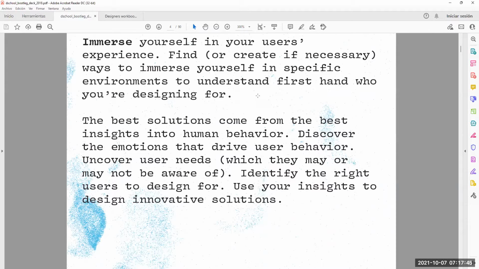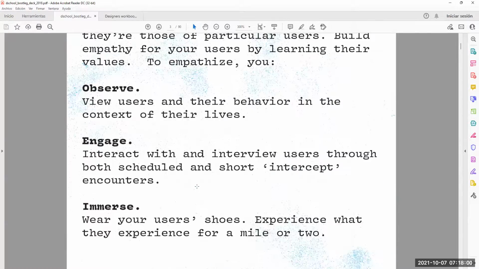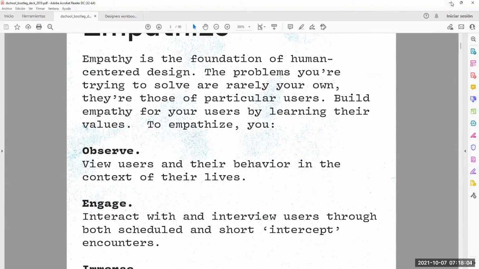Discover the emotions that drive user behavior. Uncover user needs that they may or may not be aware of. Identify the right users to design for. Use your insights to design innovative solutions. So that's exactly where we are, guys, and that's what we're going to be doing basically in the coming days.